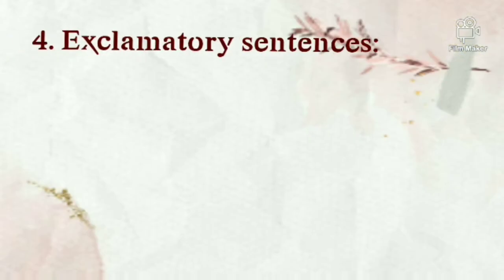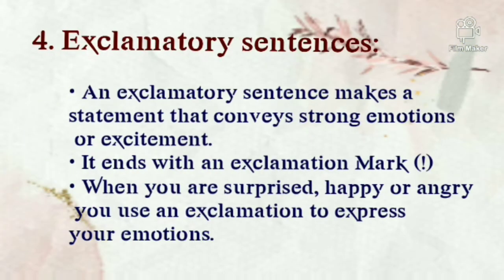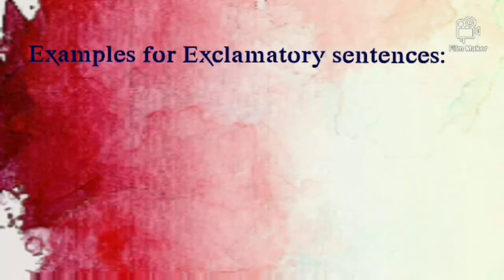The next type of sentence is the exclamatory sentence. An exclamatory sentence makes a statement that conveys strong emotions or excitement. An exclamatory sentence ends with an exclamation mark. When you are surprised or happy or angry, you use an exclamation to express your emotions. Let's see the examples and let us read them together.